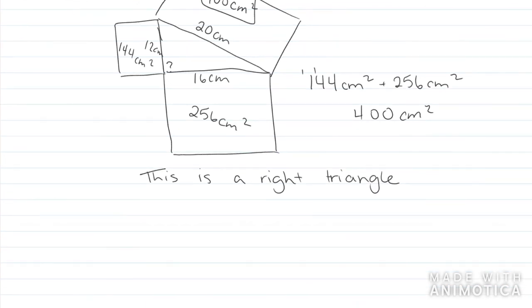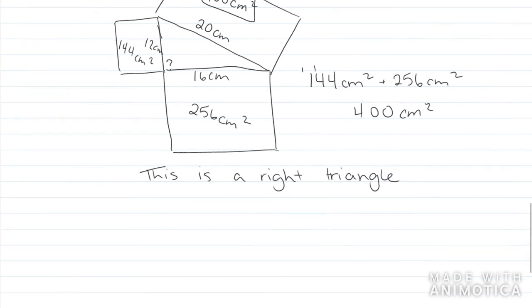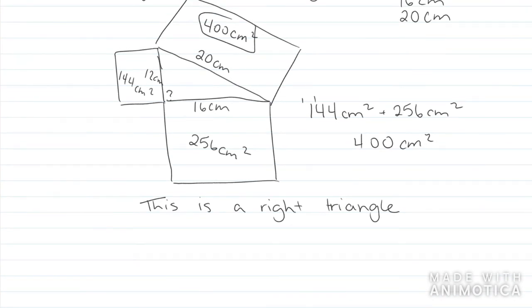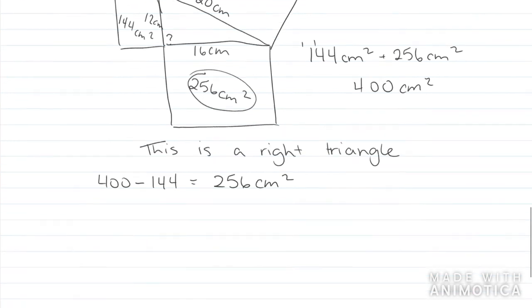Do remember, when you're doing these questions, not only can you add, but you can also subtract to find out what one of the legs is. If we were trying to figure out the area of this one, we could do 400 minus 144, and that would give us 256. So there's a bunch of different ways for us to use this equation to find answers to questions.